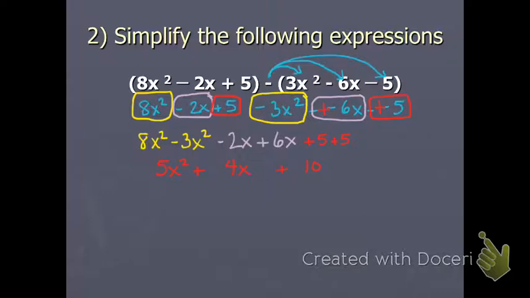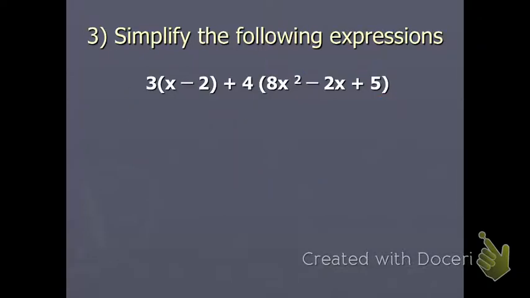Okay, let's look at example 3, and example 3 is going to be a little bit different than 1 and 2. Now we have the 3 out in front of the first set of parentheses and the positive 4 in front of the second set of parentheses. So now we're going to distribute each one of these sets of parentheses. So we're going to distribute the 3 with the x, so you get 3x. Distribute the 3 with the negative 2, and you get minus 6.